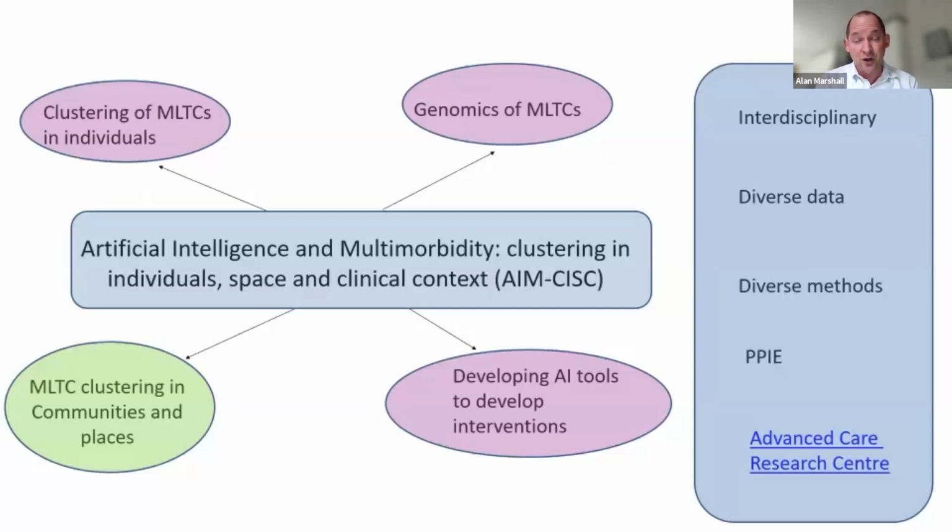This is a really large project, and even within each of these objectives, there are teams of people who are working. Each of these objectives is very interdisciplinary. We're using diverse data, diverse methods. We have patient and public involvement and engagement built into these programs of research. And in a broader sense, this project sits within the Advanced Care Research Centre, which is led by Bruce Guthrie, which has as its aim an ambition to promote interdisciplinary and collaborative research around ageing and care. I'm going to share all of the slides afterwards, and there are links to these various projects that you can see to get more information on them.